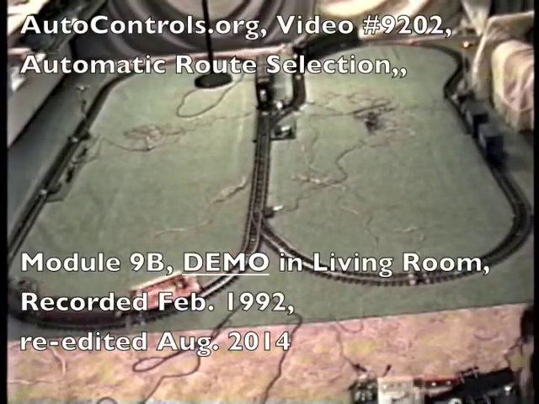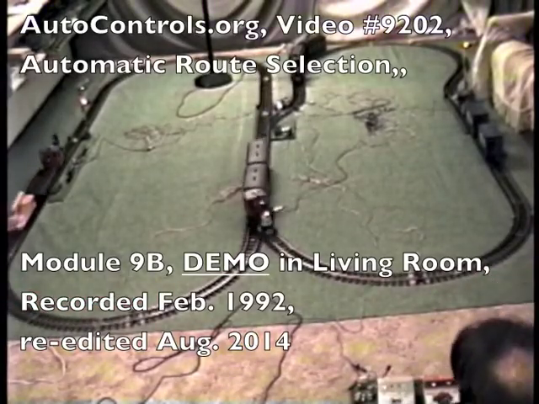Right now the right branch has the right of way. I'm going to try to shift the right of way to the left branch.